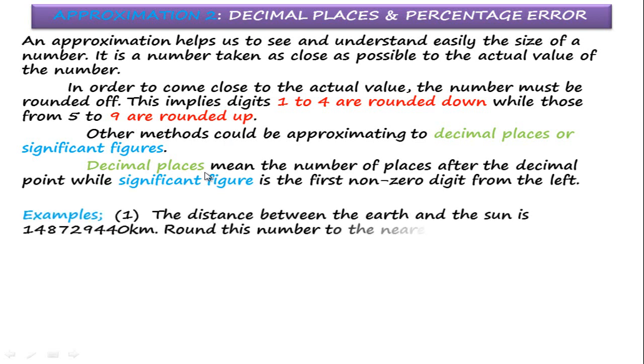Example number 1. The distance between Earth and the Sun is 148729440 kilometers. Round this number to the nearest million, nearest two significant figure, nearest three significant figure. So now let's move on. Now solution.